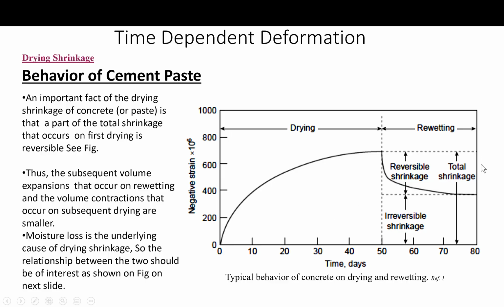So experimental parameters generally have some effect on the amount of irreversible shrinkage as well as on the total shrinkage. That's something we might touch upon later. And basically, since moisture loss is the underlying cause for drying shrinkage, the relationship between the two should be of interest, as I will explain on the next slide.